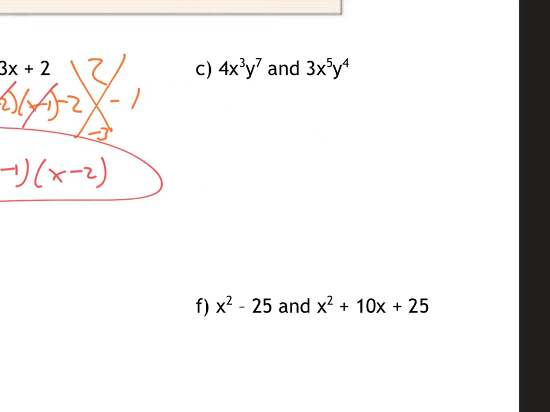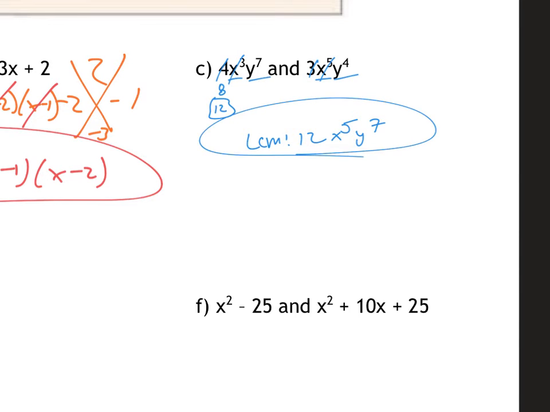Let's take a look at c. My numbers here are 4 and 3. 4 is bigger, so 4, 8, 12. So I've got 12 as my number, so I'll use that. X to the 3rd and x to the 5th. X to the 5th is larger. Y to the 7th and y to the 4th. Y to the 7th is larger. And you're good to go.